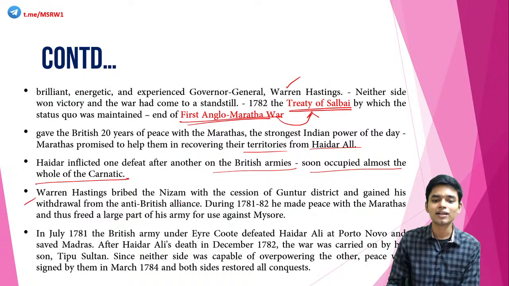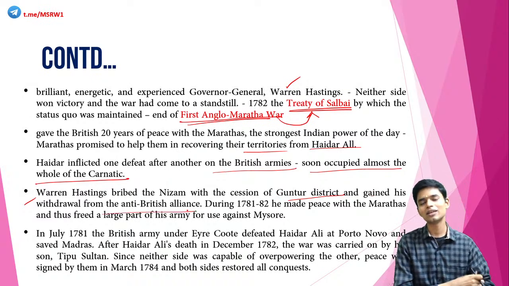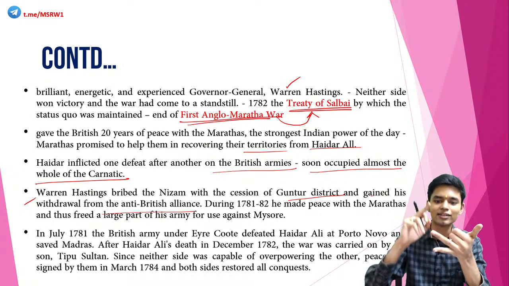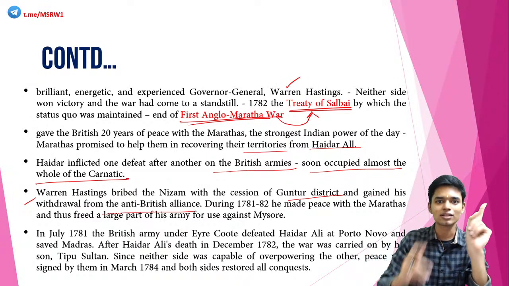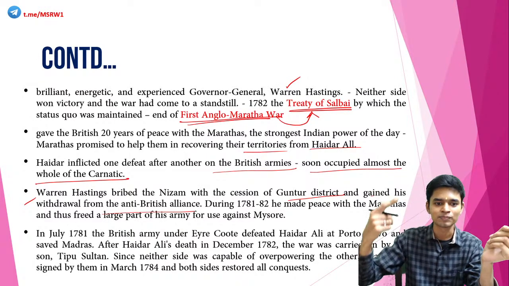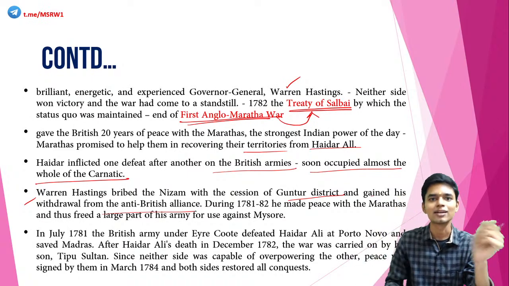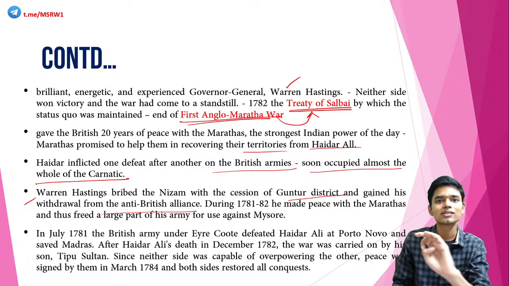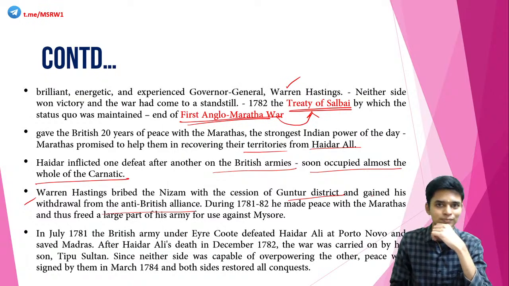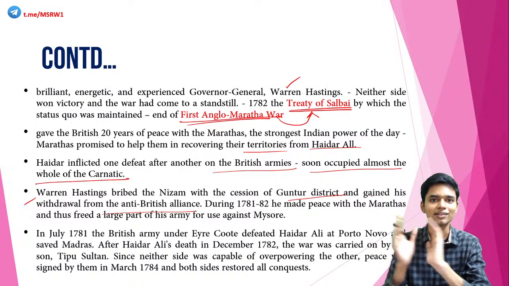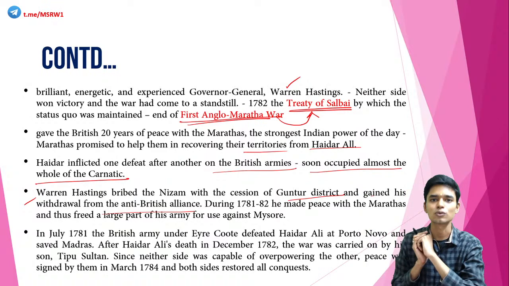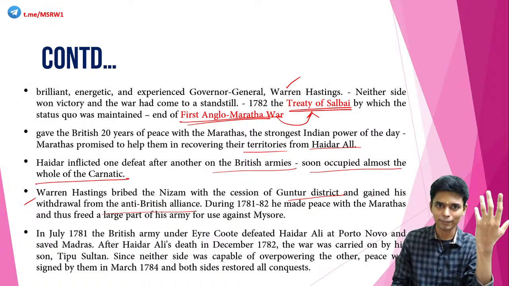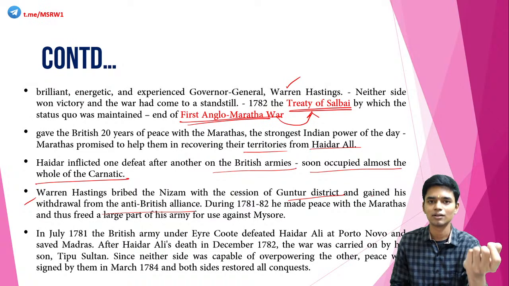Warren Hastings bribed the Nizam with the cession of Guntur district and gained his withdrawal from the anti-British alliance. So this anti-British alliance had Marathas, the Nizam of Hyderabad, and Hyder Ali. Marathas were removed from this alliance using the Treaty of Salbai. This is British diplomacy at work. The brilliant mind of Warren Hastings. So Marathas are removed. Nizam also was removed by granting him the province of Guntur. So Nizam is also out. Now it is only Hyder Ali. Only Mysore remaining. So British can focus all their army on Mysore. Brilliant, na? This is the able commandership of Warren Hastings.